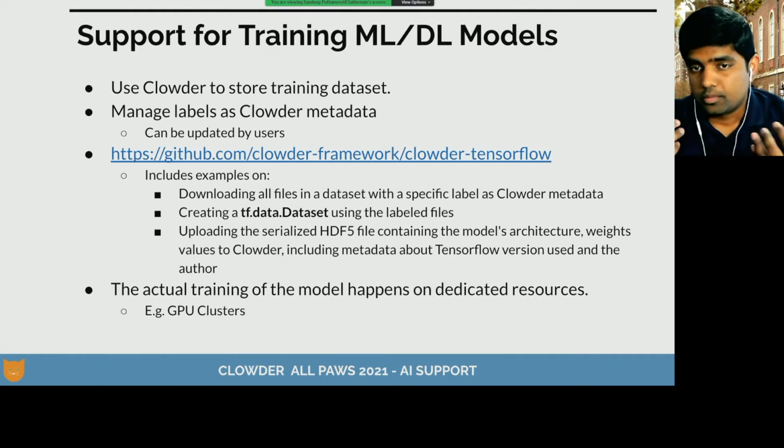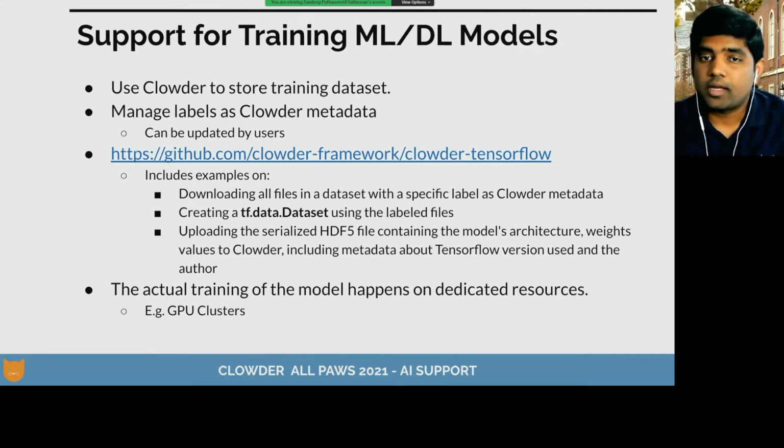And then also uploading the model file, which is usually of the HDF5 file format, and how to upload that model back to Clowder with some information about which specific version of TensorFlow was used, who was the author, and the weights. The actual training itself happens outside of Clowder in dedicated resources because machine learning training is very compute intensive. So that is not currently supported within the Clowder framework, but it can happen anywhere in any of the dedicated resources. For example, when you have all these GPU clusters or even cloud.